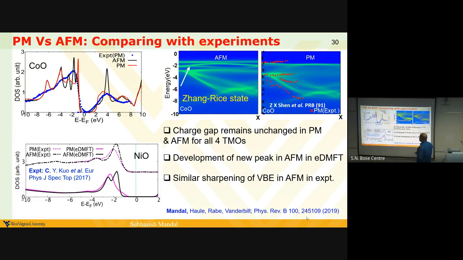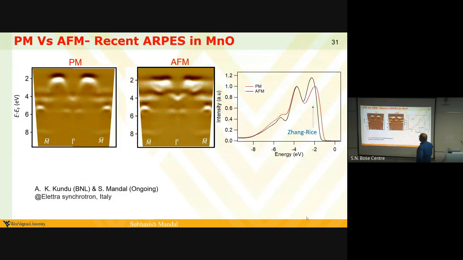And very interestingly, recently from Brookhaven, Ashish Kundu wrote to me that they are also seeing this in the spectroscopy for manganese oxide. These states are appearing in the antiferromagnetic phase. So they're repeating this old experiment to see precisely, going from paramagnetic to antiferromagnetic.